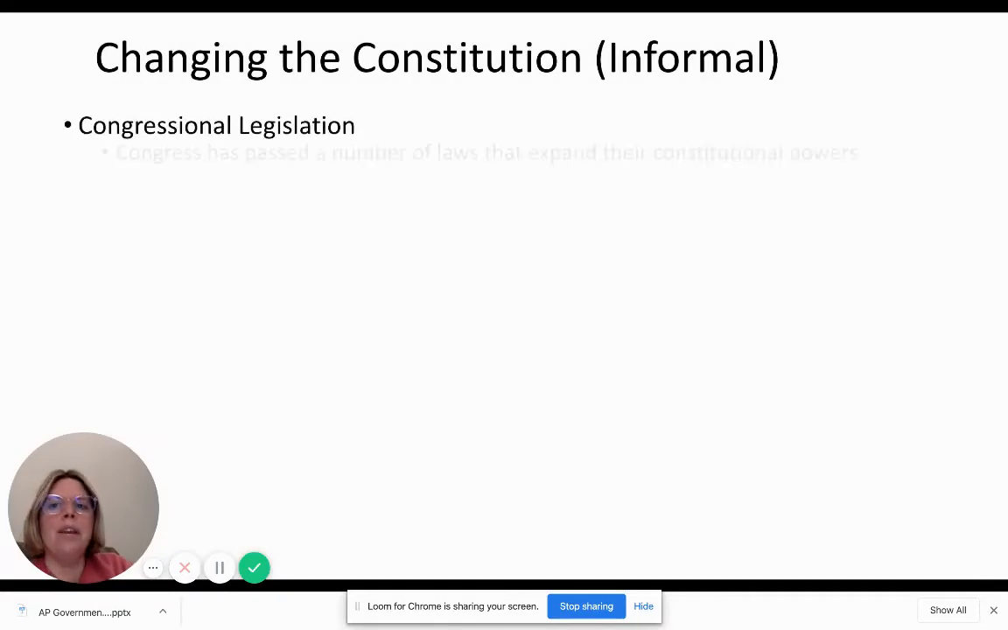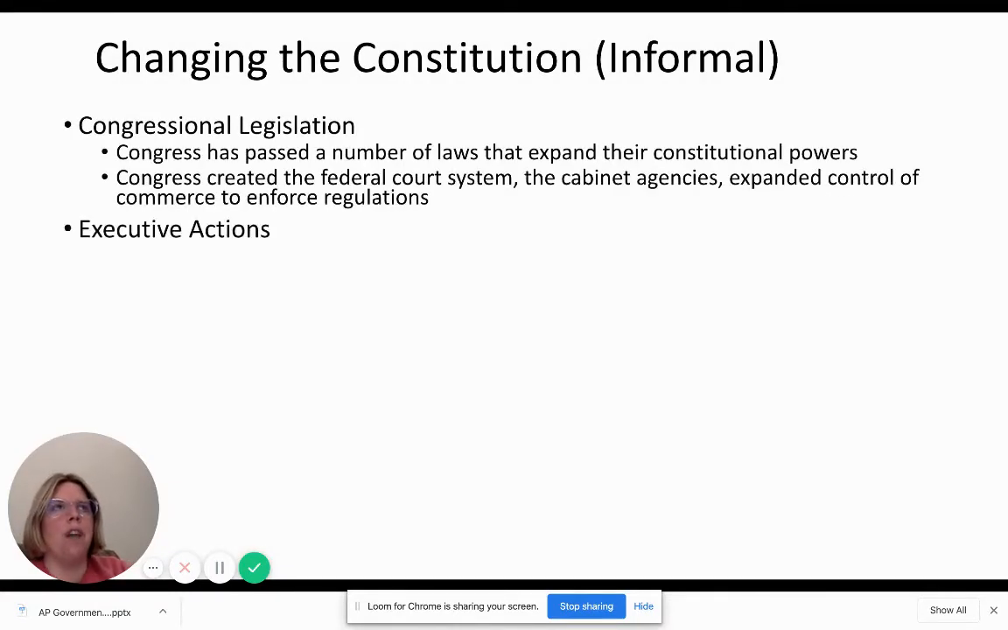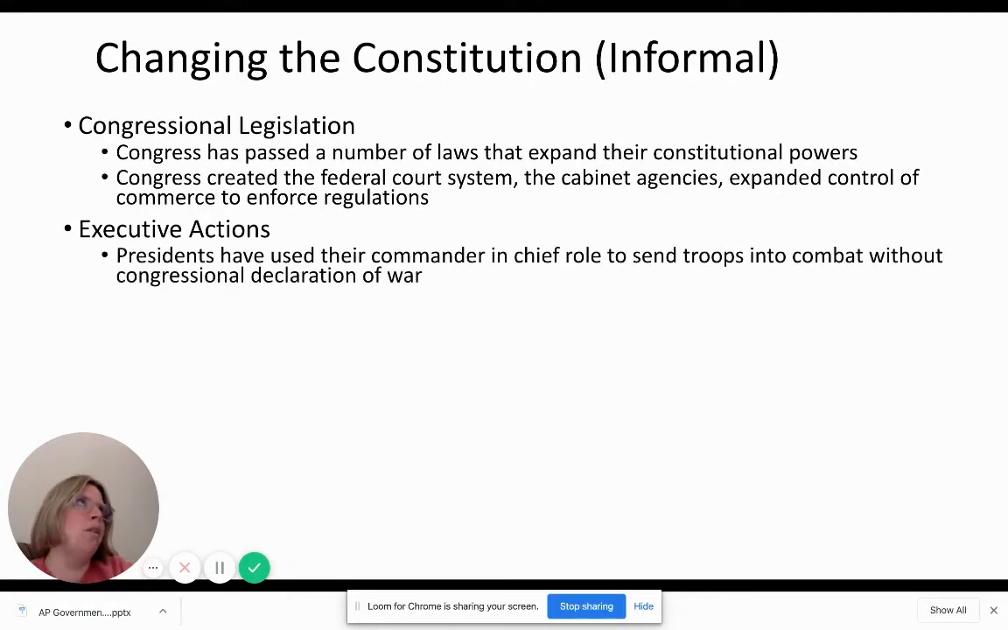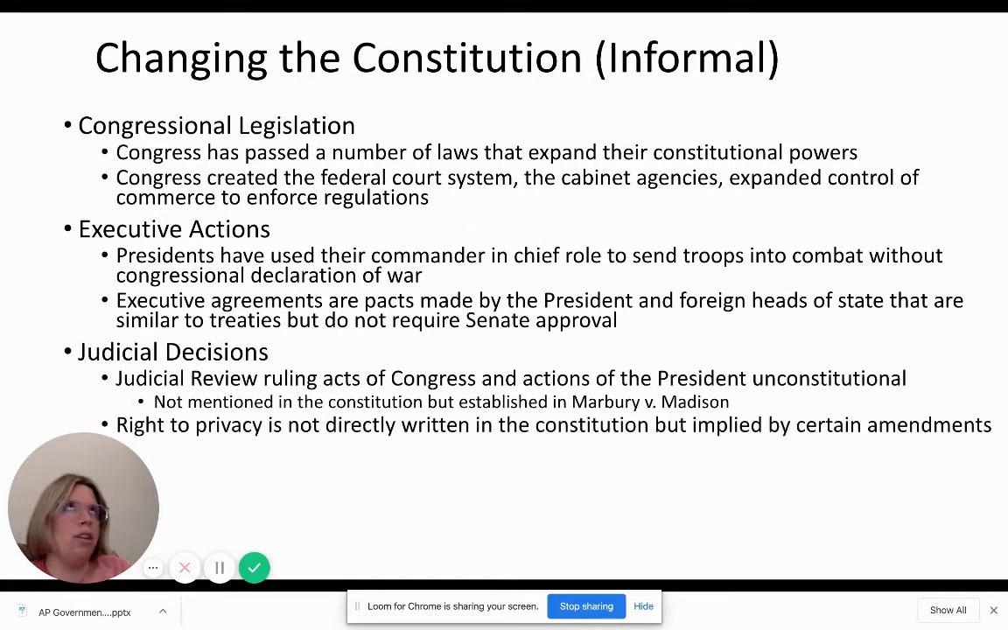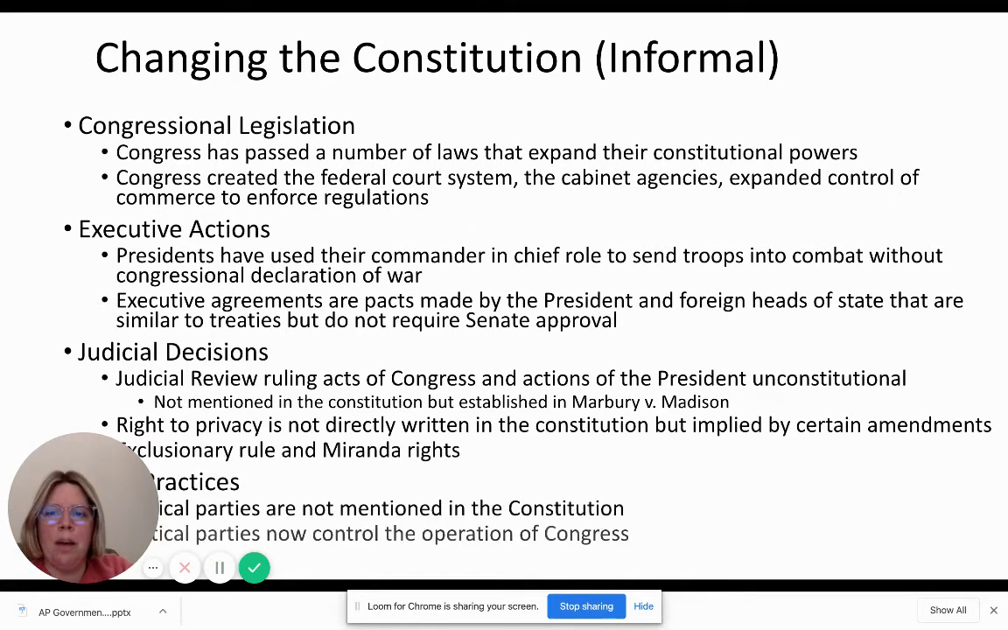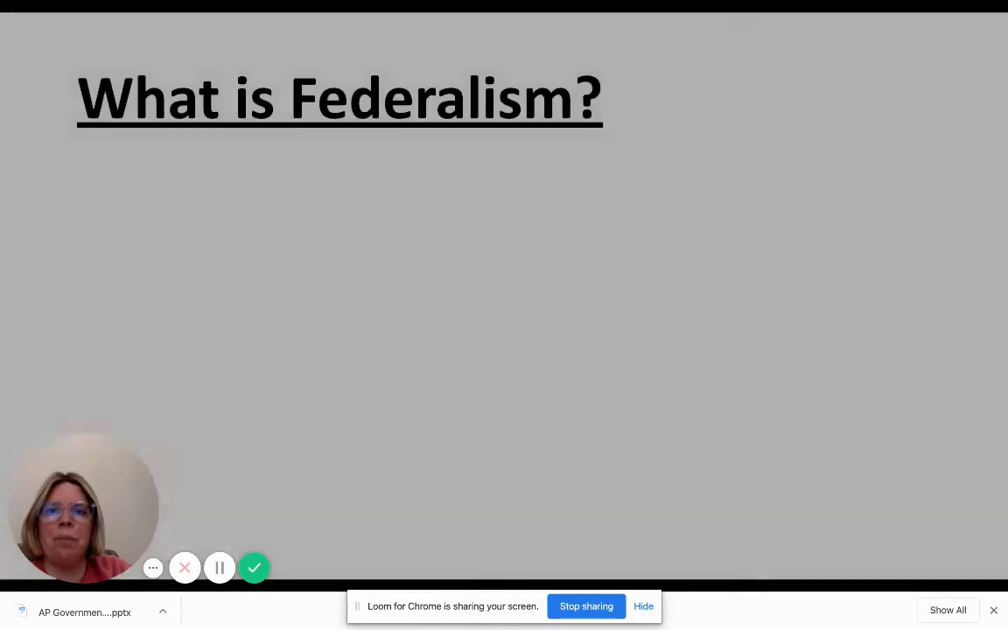Okay. We can do it informally. Congress passes laws that change their interpretations of powers. The president has done things that go beyond maybe what the Constitution says he can do, and executive agreements he makes, that kind of stuff. Judicial decisions, like judicial review, is not in the Constitution, so that's like an informal development. And then political party practices, that kind of stuff is not in the Constitution as well.